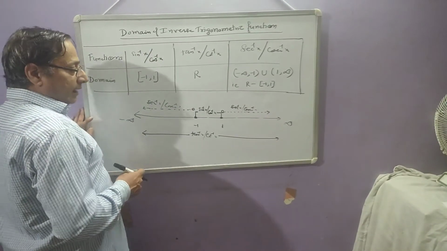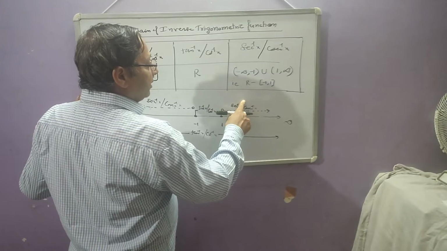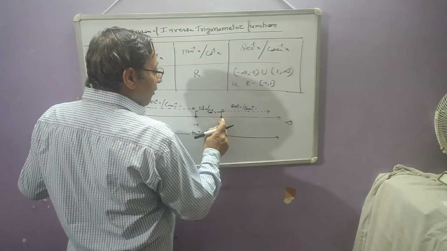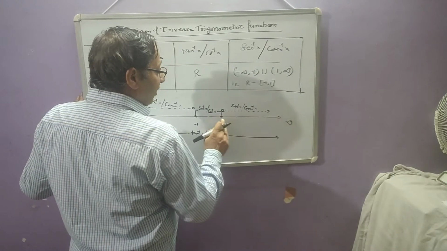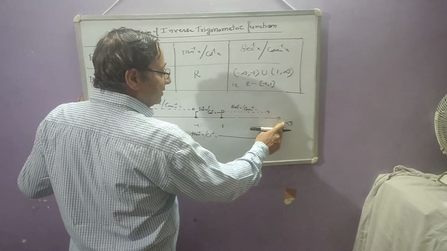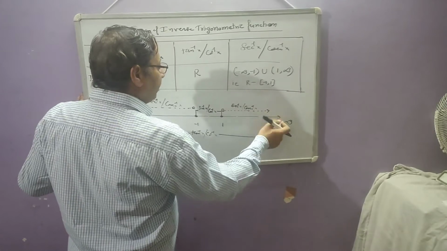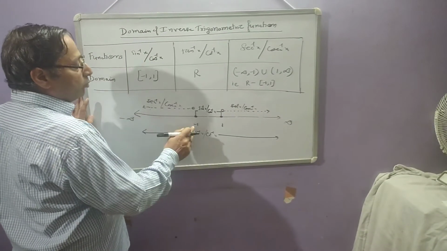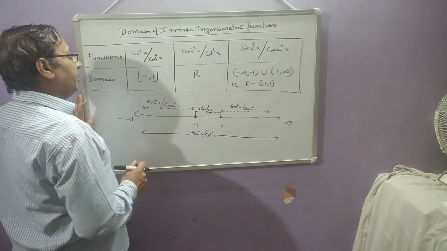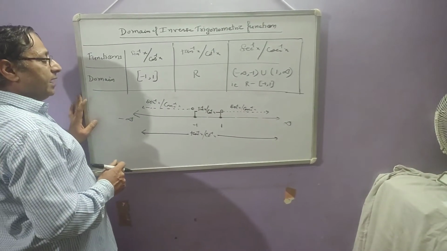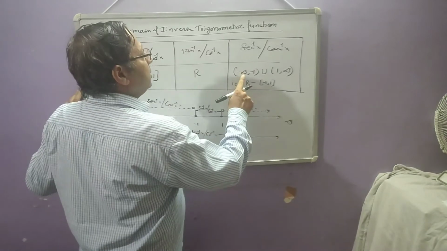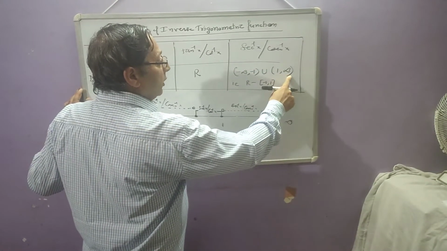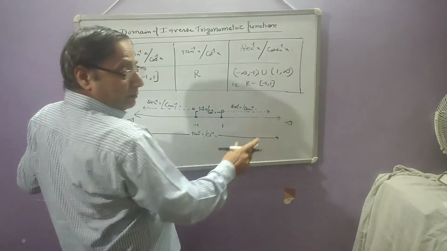And next, secant inverse x or cosecant inverse x is defined either from 1 to infinity. Infinity is not included, or it is defined between minus infinity to -1. It means the domain of these two functions, secant inverse and cosecant inverse, is minus infinity to -1 union 1 to infinity. Is it clear, beta?